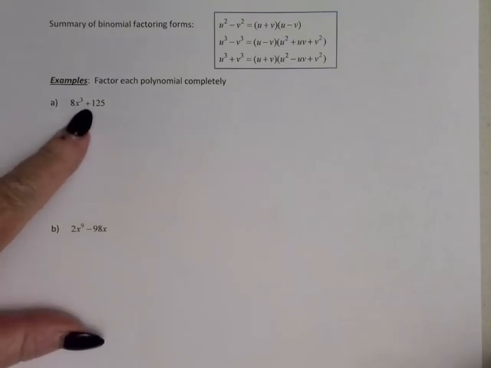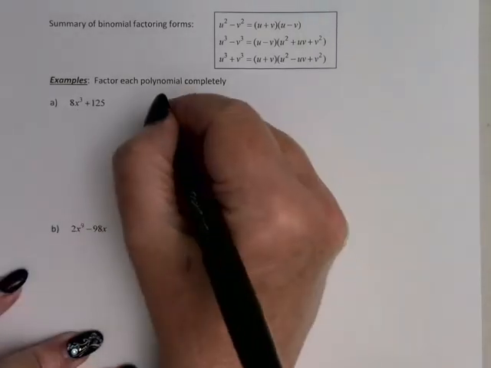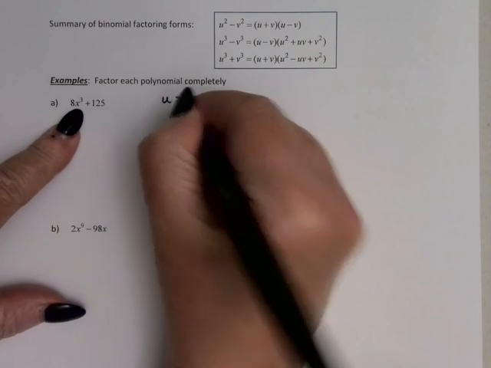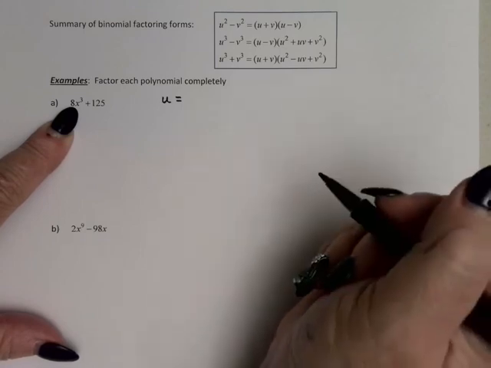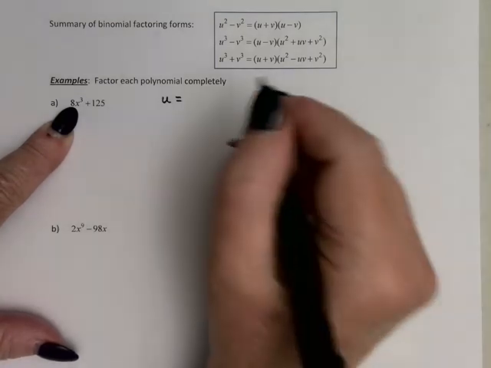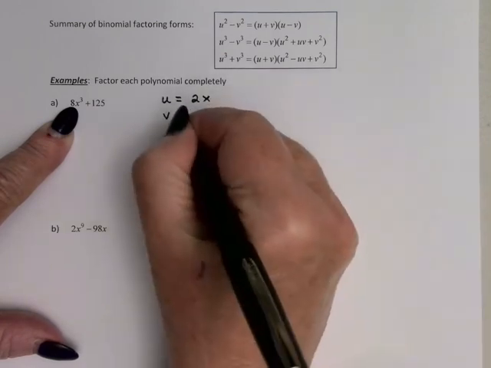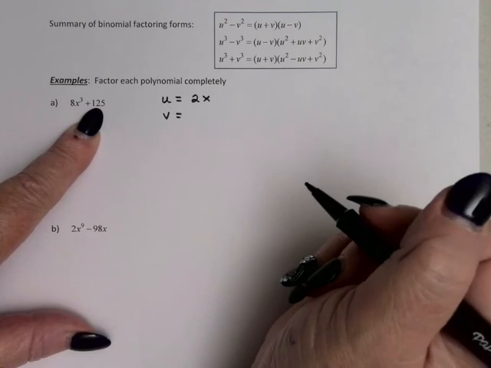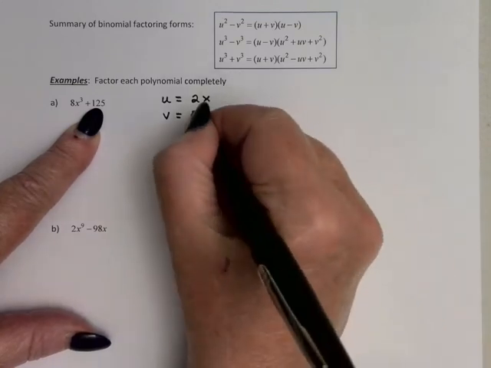In A, this is the sum of perfect cubes. The x cubed here is really a giveaway that it's not squares, it's cubes. And so I'm going to be using this factoring formula. For u, I have to think about what cubed gives me 8x to the third. In other words, what's the cube root of 8x to the third? That would be 2x. For v, what number cubed gives me 125? Or what's the cube root of 125? That would be 5.